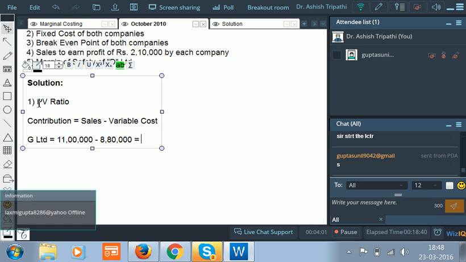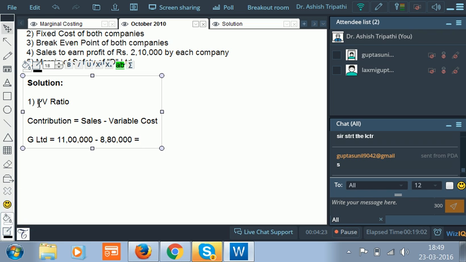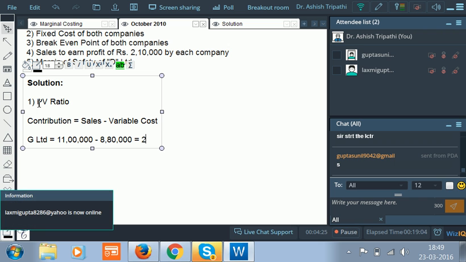So let us calculate the contribution of G Limited. 11 lakhs minus 8 lakh 80,000 is equal to 2,20,000. I hope even you are getting 2,20,000. So G Limited's contribution is 2,20,000.